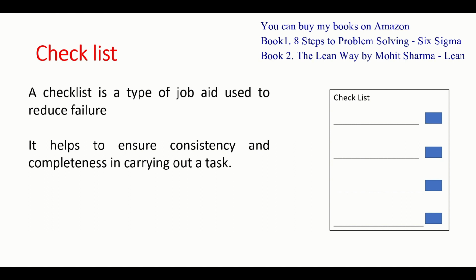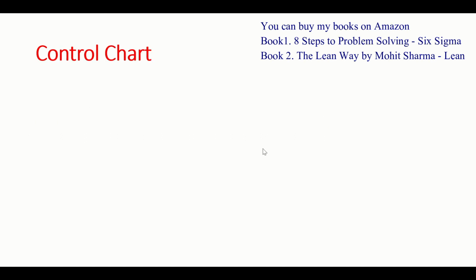And this is how a checklist looks like. For example, there are certain points which are written here, and a tick mark can be put once this particular step is complete. The next and the most important of the seven quality tools is the control chart.